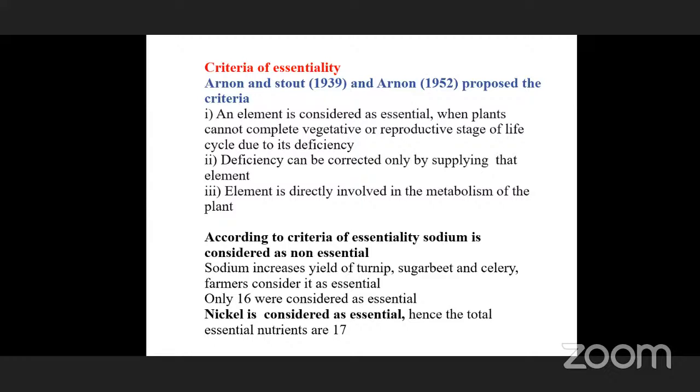Okay, according to Arnon and Stout, there were only 16 elements as essential. After that, nickel is the recently added one. That was added in 1987. So now the total essential nutrients are 17.